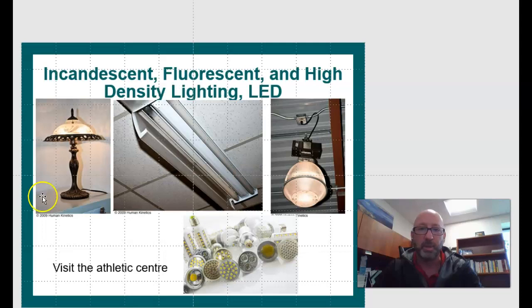And here are some examples. There's a table light, there's a fluorescent light, and this is more of your high density lighting. And here are your LEDs down here. They come in all different types of screw-in, or some of them are like tape that you tape up and just plug in. These are more like a gym light, the high density or metal halide, different types of lighting there. Okay, and I have down here, visit the athletic center. I'm going to talk about that in a second.